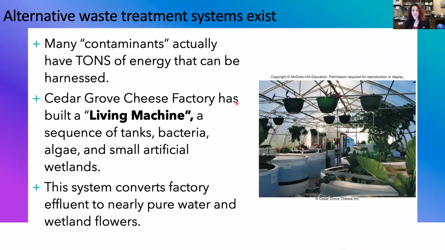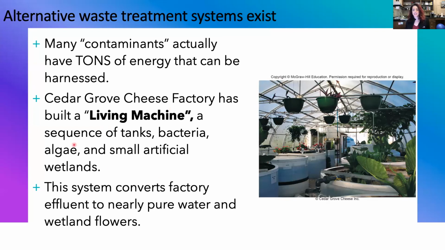There are alternative waste treatment systems that do exist. Many contaminants actually have tons of energy that can be harnessed for different purposes. Remember, we talked about sewage sludge being converted into natural gas or methane. An example of an alternative waste treatment system is this living machine that's located in Cedar Grove Cheese Factory in southern Wisconsin. This living machine is a sequence of tanks, bacteria, algae, and small artificial wetlands that convert factory effluent to nearly pure water and vegetation.